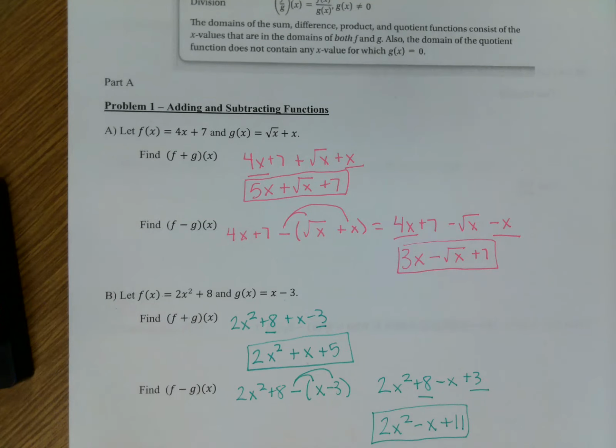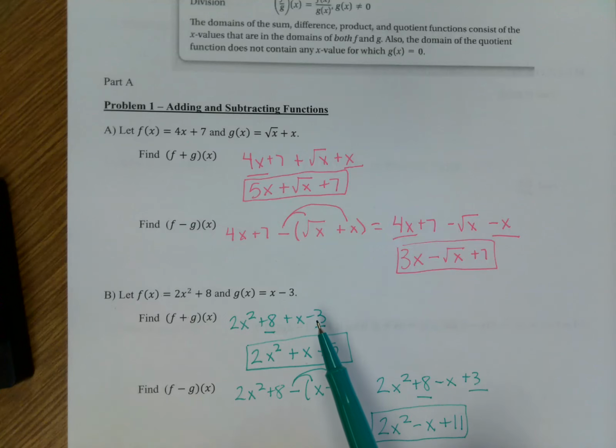For the first one, here's my function of f. Here's my function of g. I didn't write parentheses because when I'm adding, it's not changing the sign. When you're adding, you're not changing any sign. That's not the opposite of. So I combine my 8 and my -3 and I get 5.